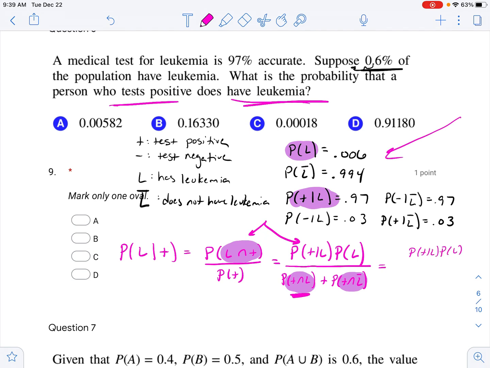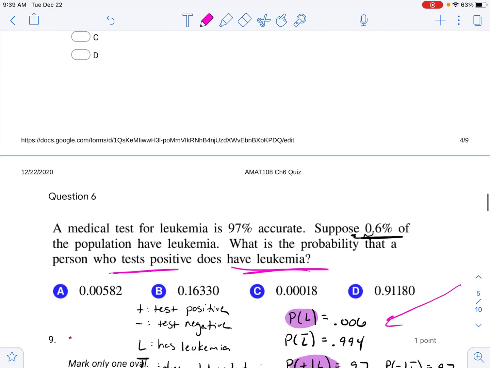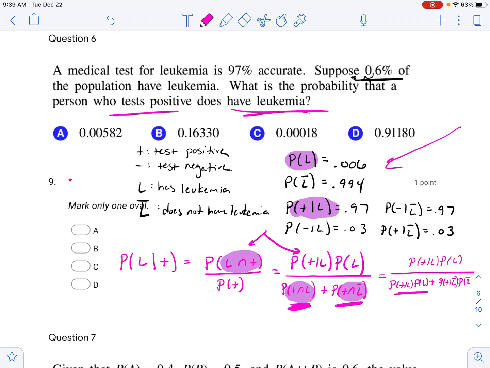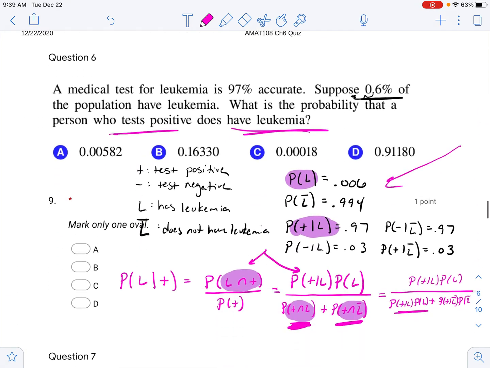I'm not really changing anything up top in this step. But now this becomes exactly the same thing we already have in the numerator. And then this is going to look a lot like this, but instead of L, we're using not L. So it's going to be the probability we test positive and do not have leukemia times the probability we do not have leukemia. I'm running out of a little bit of room on the side there, so bear with me if I can't close that parenthesis properly.